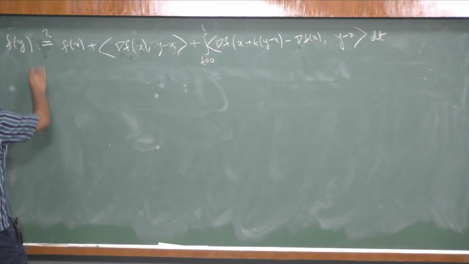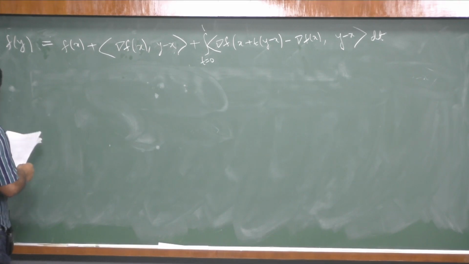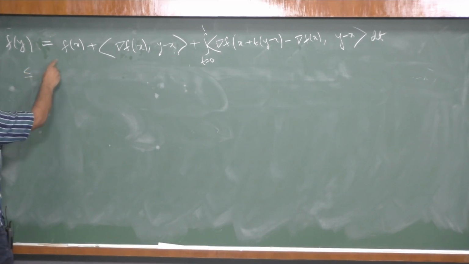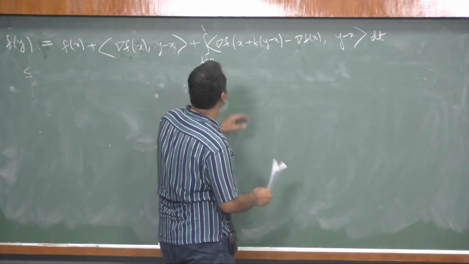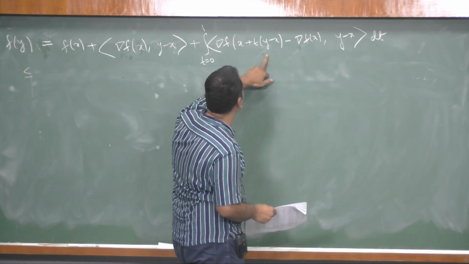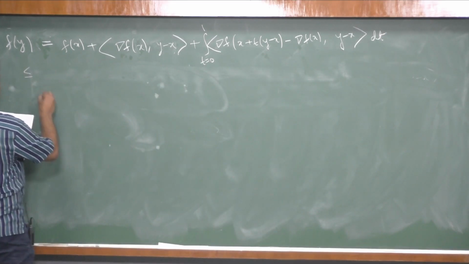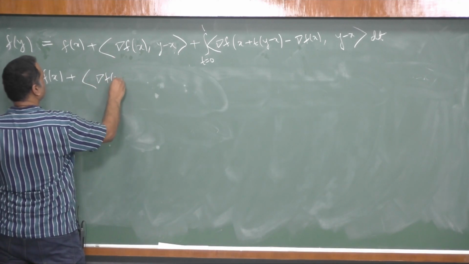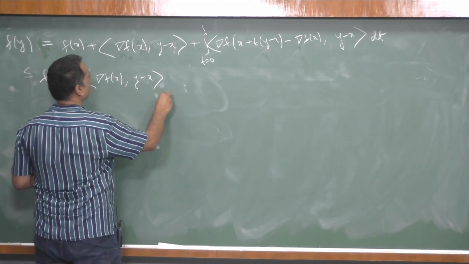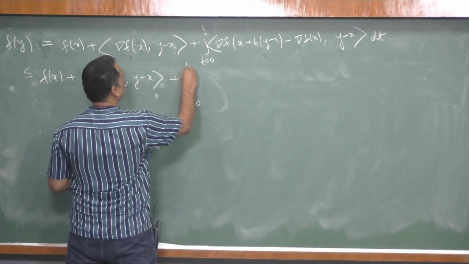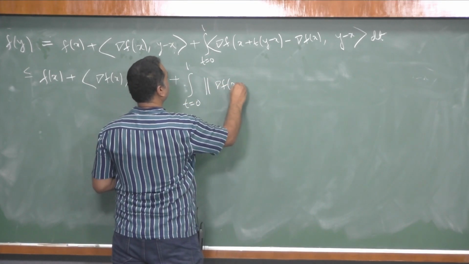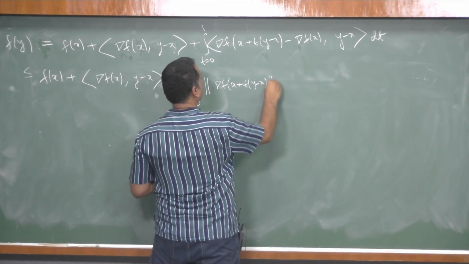And if anyway, this will be less than or equal to, and then the trick is to apply Cauchy-Schwarz here. So then we have f(x) plus, we just copy this, the integral of grad f(x plus t(y minus x)) dotted with y minus x, t equals 0 to 1, and Cauchy-Schwarz will give the norm of grad f(x plus t(y minus x)).